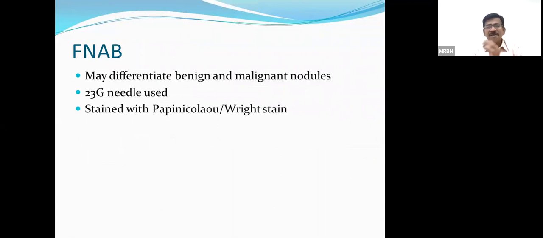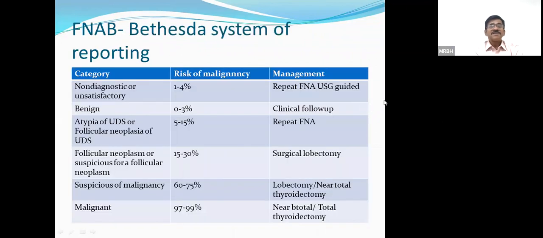So this FNAC can differentiate between benign and malignant nodules. It's a fine needle aspiration, and the smear is done and stained with Papanicolaou or Giemsa stain. Next. So there is a system of reporting for FNAC called the Bethesda system of reporting.